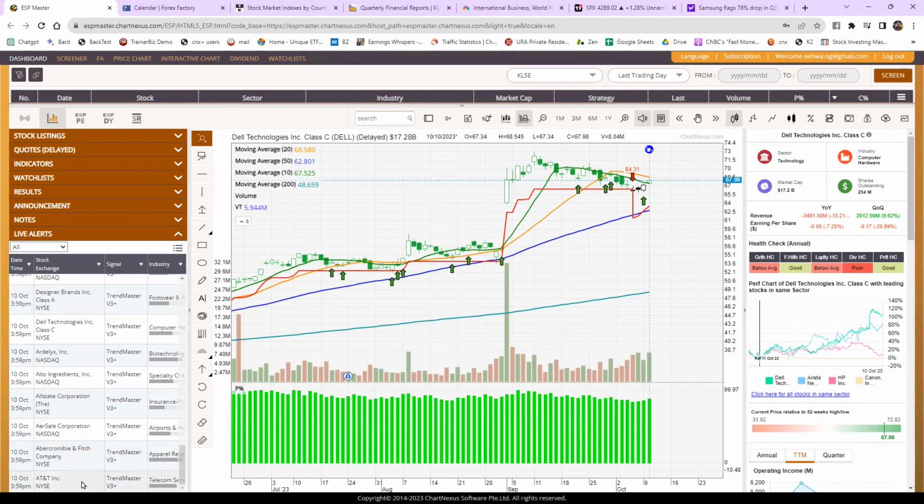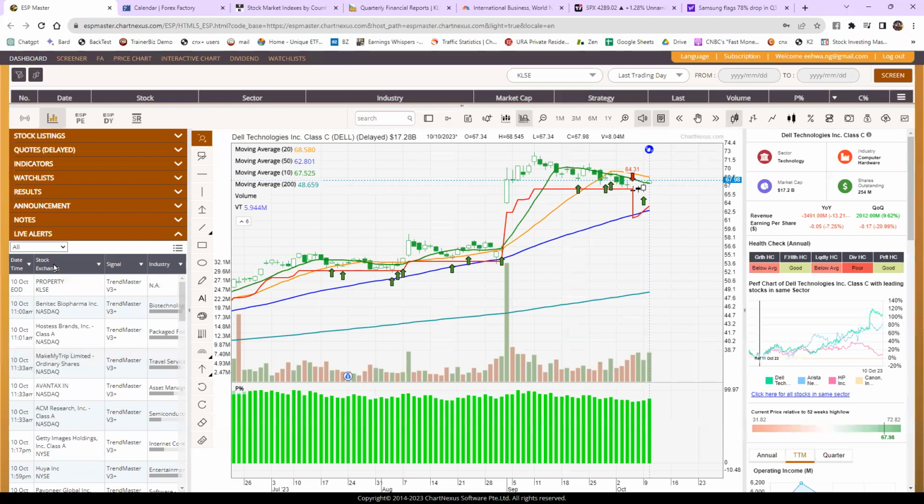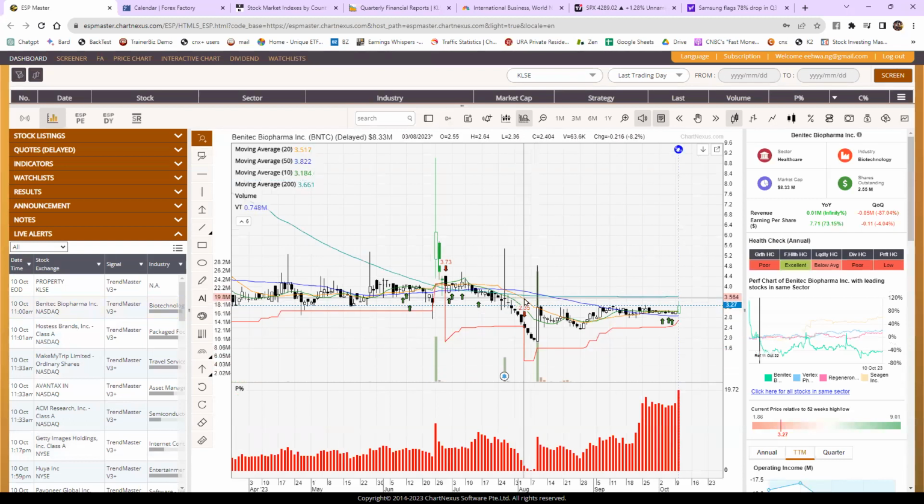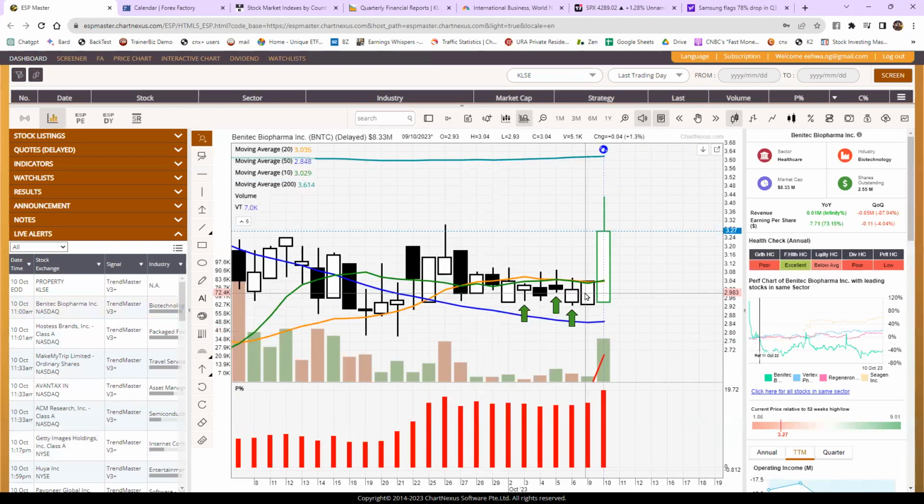Let's take a look at the very first one. The very first one would be this Nasdaq stock, Benedict Biopharma. This is the industry: biotech, packaged food, travel industry. So biotech, as I was telling you, if you open up and you see no trend, you avoid, despite there being a signal. Guys, signals are not bulletproof, are not magic.